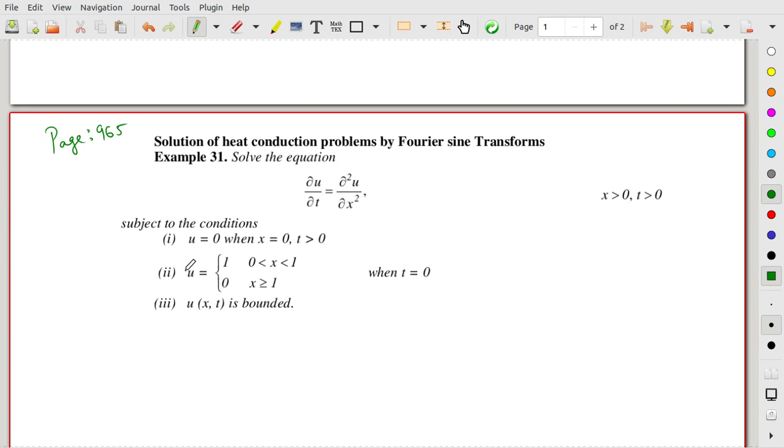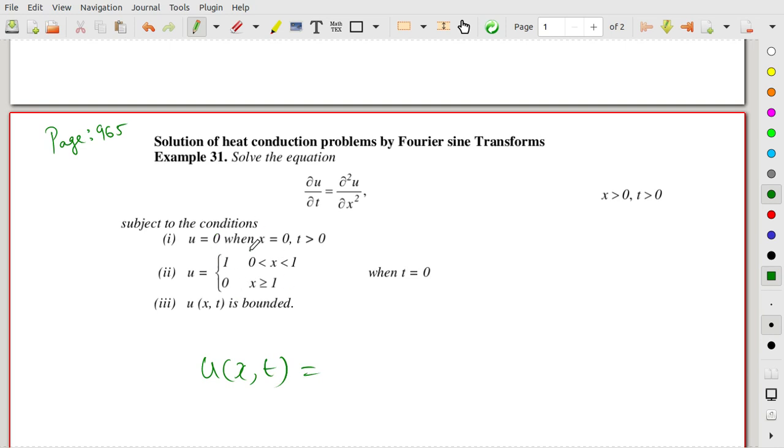They have given the initial conditions and boundary conditions. So they have given that when x equals 0, and here u is a function of x and t. We need to know the value of u at the initial or at the end. Then only we can solve this problem.